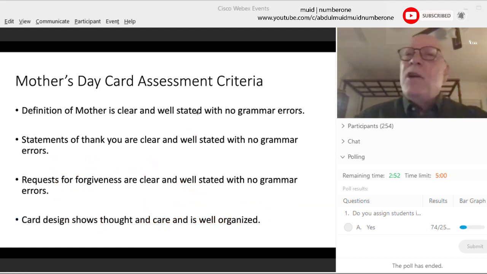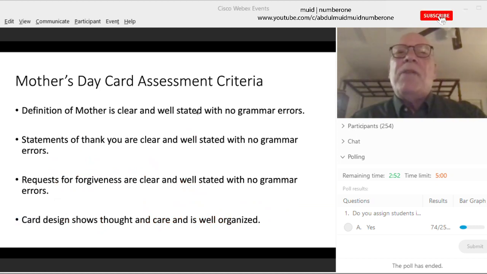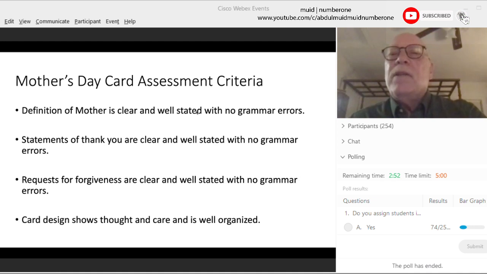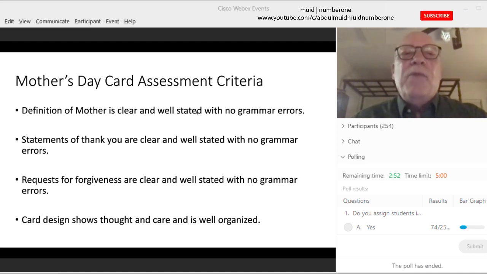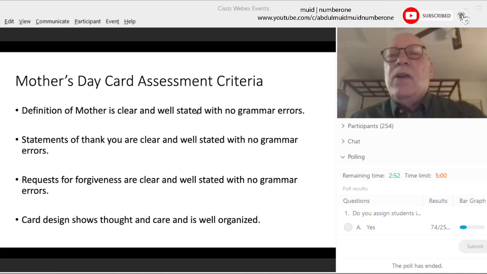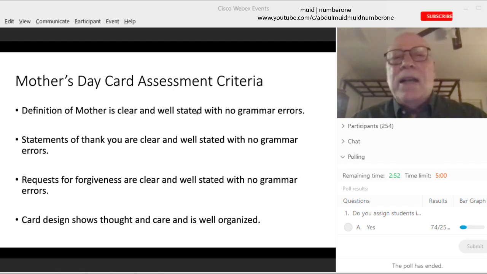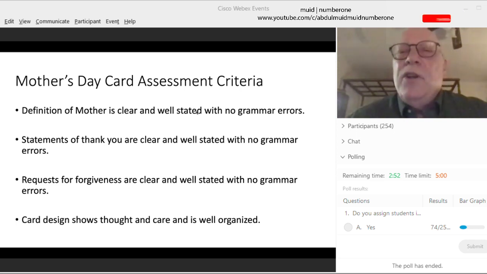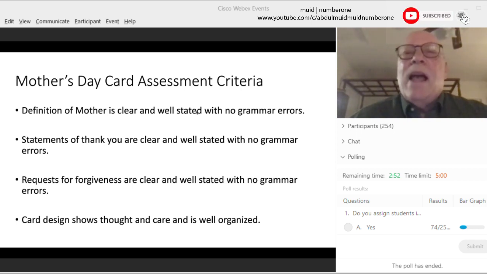So the assessment criteria for this definition of mother is clear, well stated, with no grammar errors. The 3 statements of thank you are clear, well stated, no grammar errors. The 3 requests for forgiveness are clear, no grammar errors. The card design shows thought, care, and is well organized. It's a fun thing to do. Try it. You get a lot of interesting and fun things, and mothers get really great Mother's Day cards out of it. The song Mama is a really nice song.